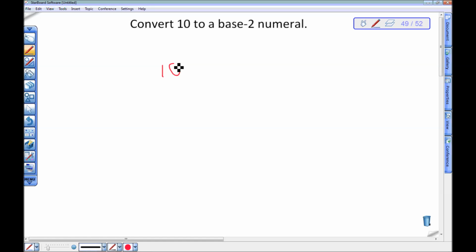So if I want to take 10, write in black here, and I want to convert it to base 2, what I'm going to do is divide it by 2. Now, I wrote that upside down on purpose. I'm going to keep dividing by 2, dividing the quotients by 2 over and over again. And the key here to focus on is the remainder. So now I divide 10 by 2, I get 5 with a remainder of 0.